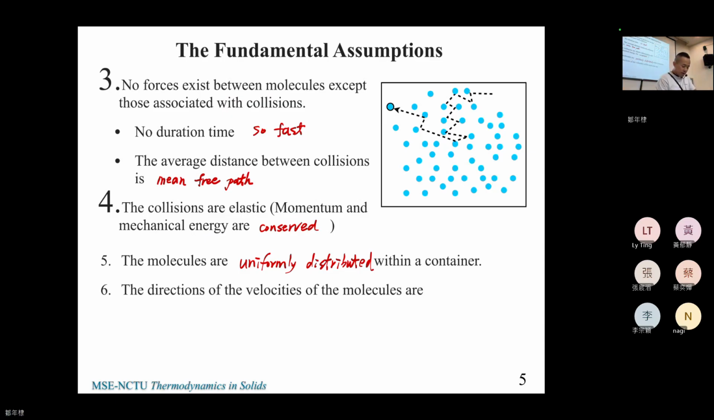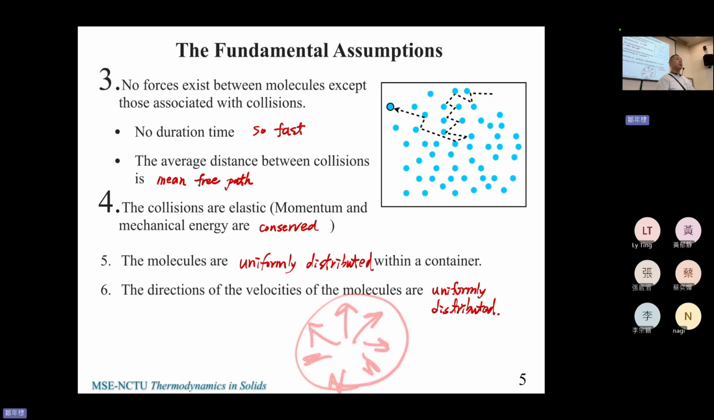The directions of the velocity of the molecules are also uniformly distributed. The direction of their traveling is uniformly distributed, which means that over 360 degrees, all directions have the same chance.